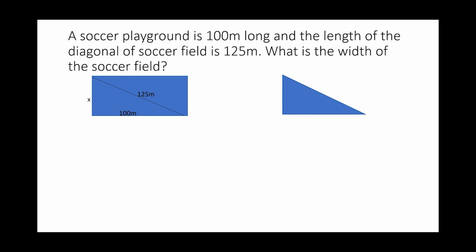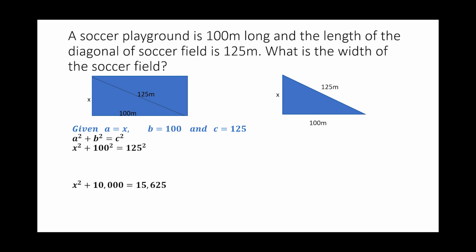Now if we redraw the right triangle, we know our C, we know our B, we need to find A. So given A equals x, B is 100 and C is 125, of course in meters, we have A squared plus B squared equals C squared. We plug it in: x squared plus 100 squared equals 125 squared. So 100 times 100 is 10,000. So we have x squared plus 10,000 equals 125 times 125, which is 15,625.